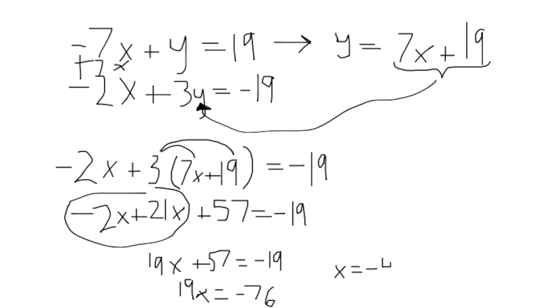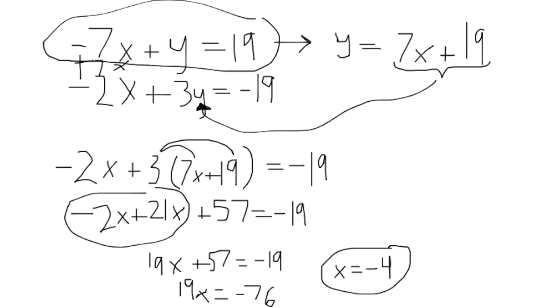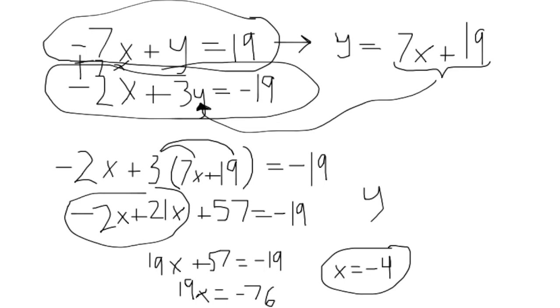So now you have your x, and you want to find the y. In order to find the y, all you need to do is plug this x back into either one of the original equations. We're going to plug in x equals negative 4. This is going to give you your y coordinate. And then once you have your y coordinate, your answer will be negative 4, comma, whatever the y coordinate was.